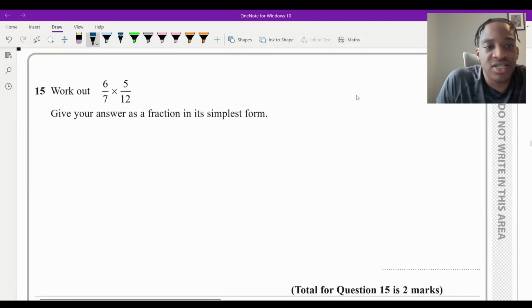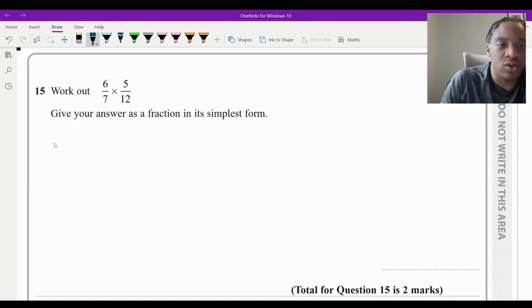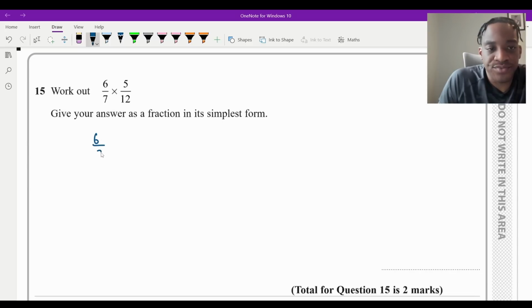Okay, so question 15 says we need to work out 6 over 7 multiplied by 5 over 12, and we need to give our answer as a fraction in its simplest form. So there are two ways to do this. I'll show you both ways. So we've got 6 over 7. We're multiplying this by 5 over 12.